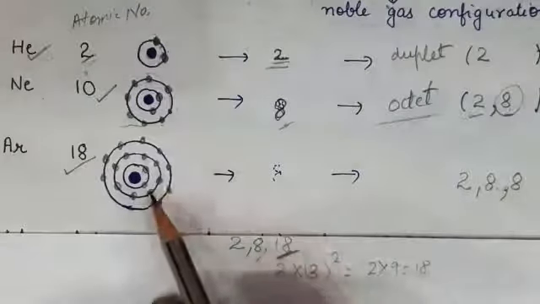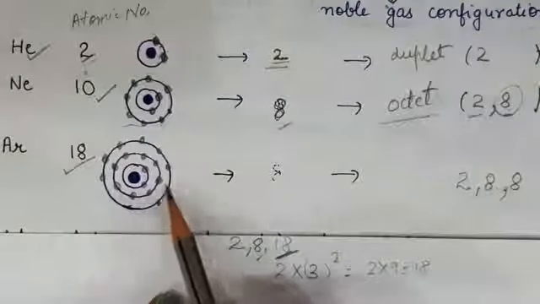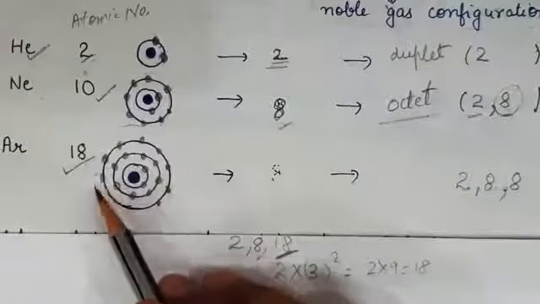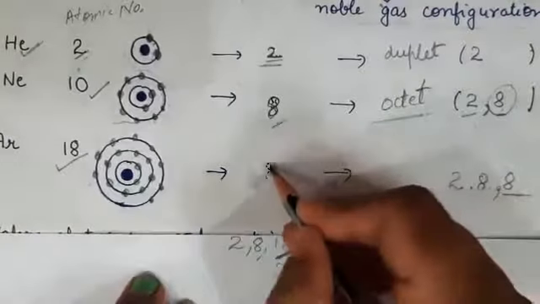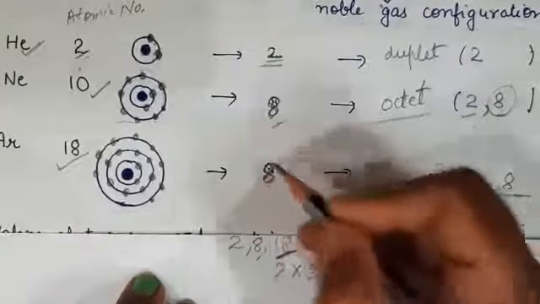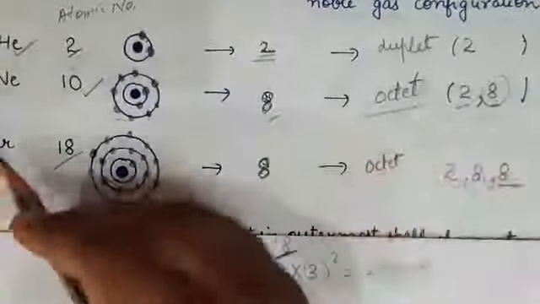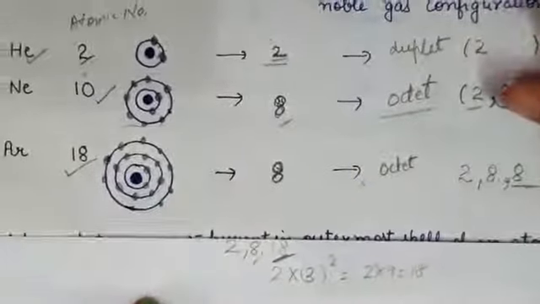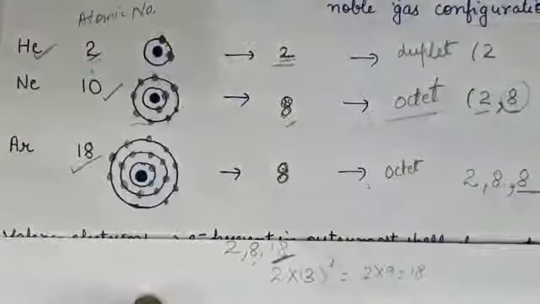Now in the outermost orbit, how many electrons are present? 1, 2, 3, 4, 5, 6, 7, 8. Or you can see the electronic configuration you have written also shows 8. 8 electrons are present in the outermost orbit, which means it is an octet. So the atom is stable. Actually, these are noble gases, so they are stable.